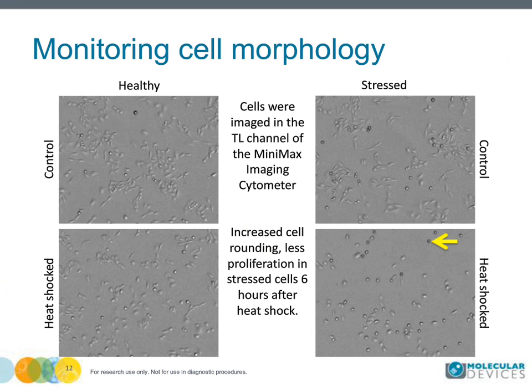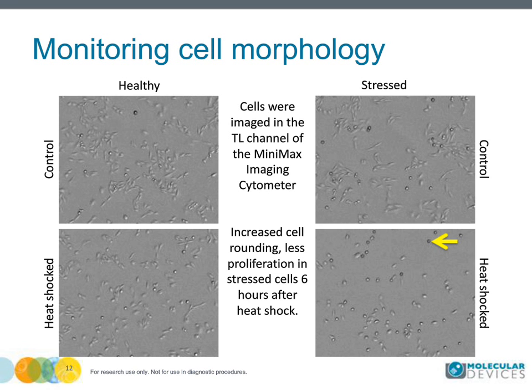Okay. So the first bit of data that I want to show you is how we monitor the cell morphology. On the left-hand side, I'm showing you two images of healthy cell populations. The top image is the control, which was maintained at 37 degrees, and the bottom is the heat-shocked cells, which were heat-shocked at 45 degrees for 90 minutes. On the right-hand side, I'm showing you two images of the stressed cell population. The top is the control, 37 degrees, and the bottom is the heat-shocked at 45 for 90 minutes.